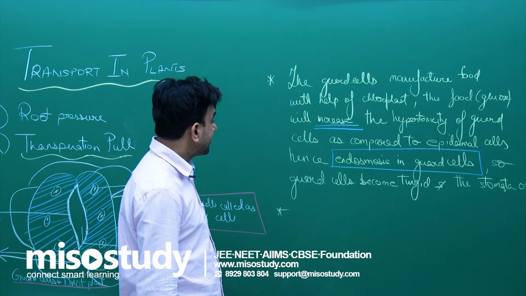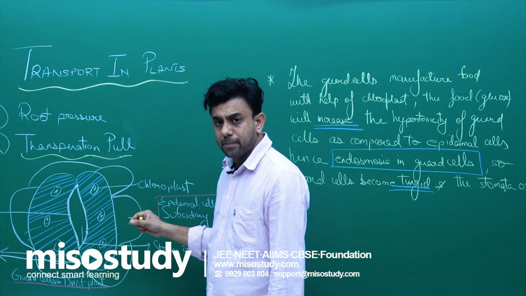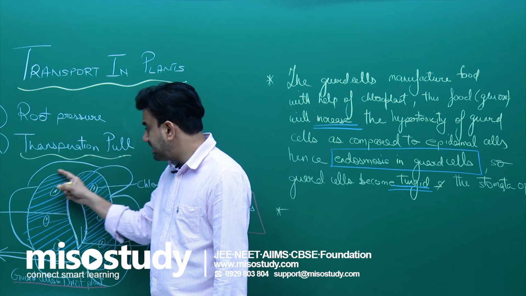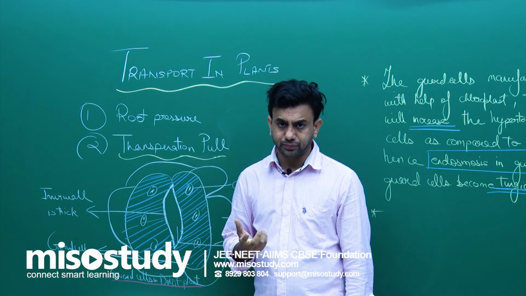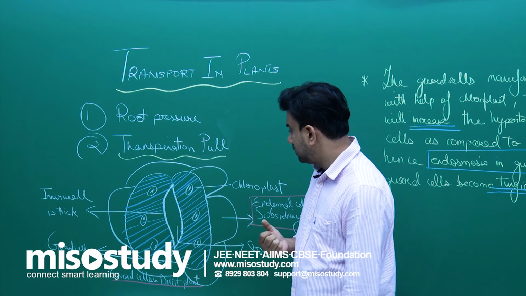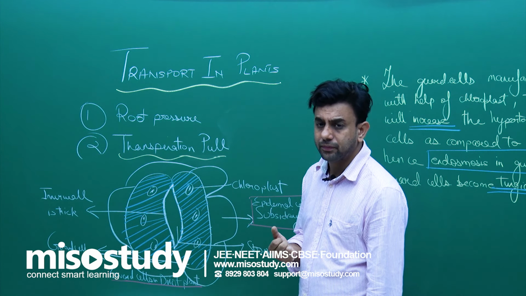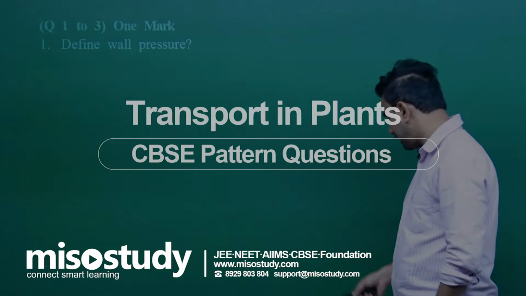The next hypothesis says that these epidermal cells, called the subsidiary cells, will actively take in sodium and potassium ions, and then what will happen? Then there will be exosmosis from the guard cell, and hence the stomata will close. Right. The closing of stomata.